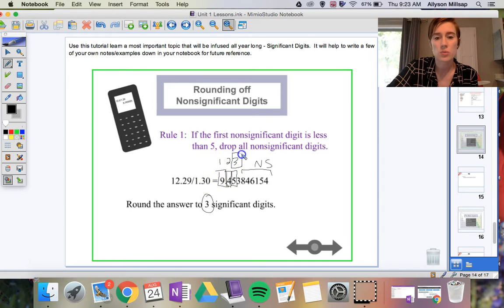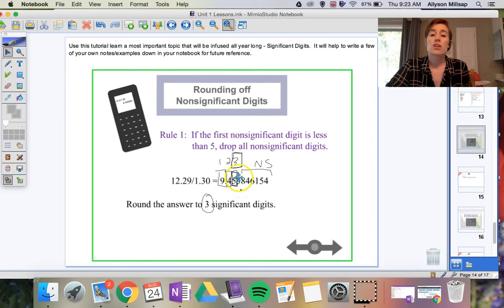The very last one, though, we need to determine if it's going to stay this number or if it's going to round up. The only way we know how to do that is to look at the one right next to it. This is what's called the first non-significant digit. That 3 is non-significant because we don't want it. We're going to only round to 3 numbers. Well, that's the 4th number, so we need to get rid of that guy.